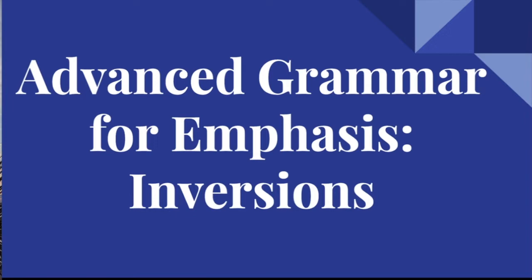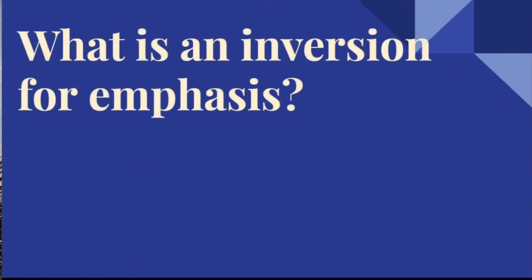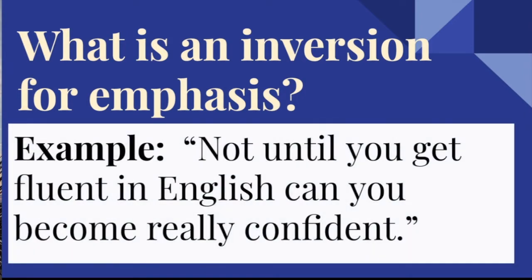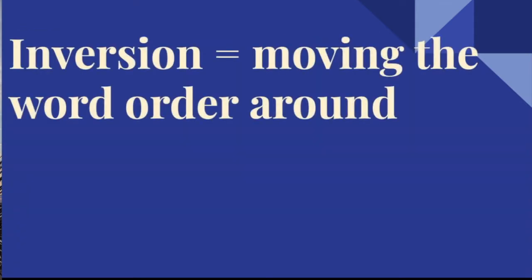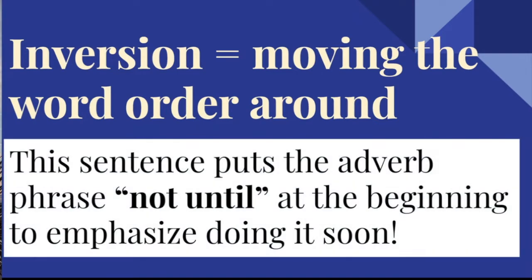Advanced grammar for emphasis, inversions. What is an inversion for emphasis? Here's an example. Not until you get fluent in English can you become really confident. Inversion means moving the word order around. This puts the adverb phrase not until at the beginning to emphasize doing it soon.